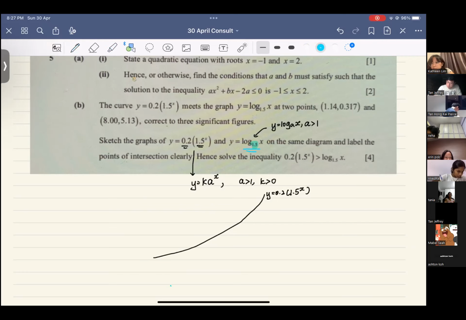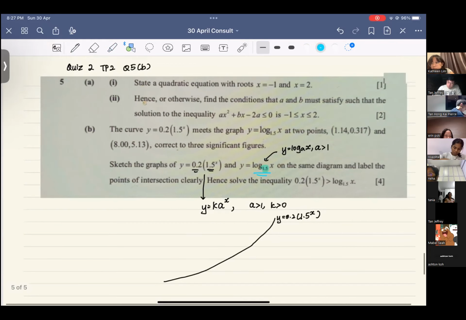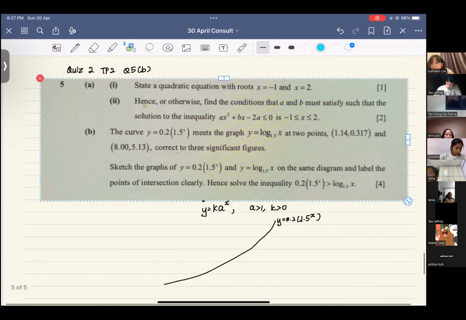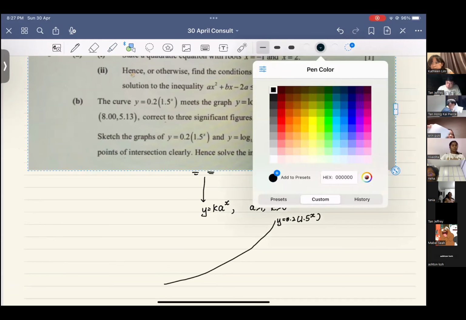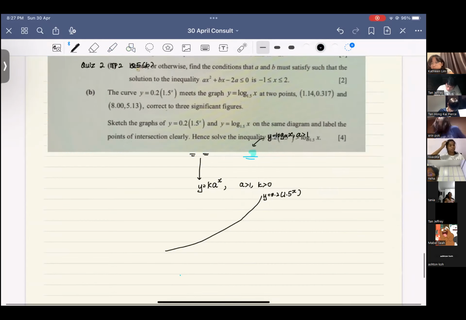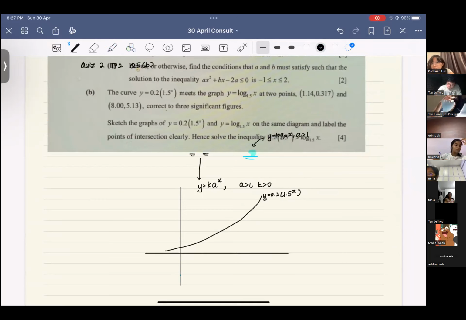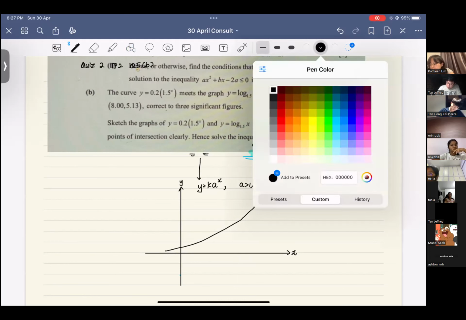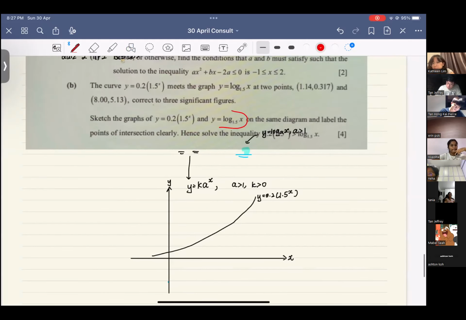Let me draw the graph first. What happened? How come nothing is coming up? Okay, so this is the y and this is the x-axis. Then the log 1.5x looks something like that.